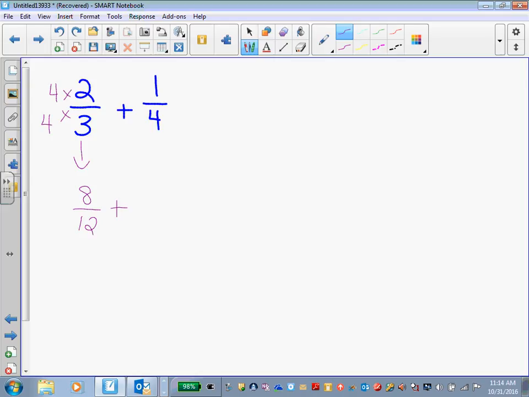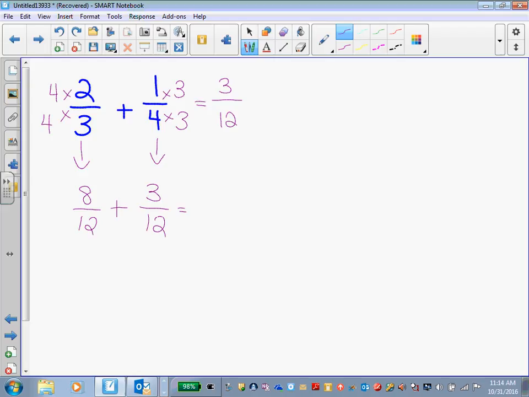All right, let's look at the 1/4. What am I going to multiply both the denominator and the numerator by here? 3. Oh, everybody came back. 4 times 3 is what? And 1 times 3 is? 3. So then 1/4 is equivalent to 3/12.